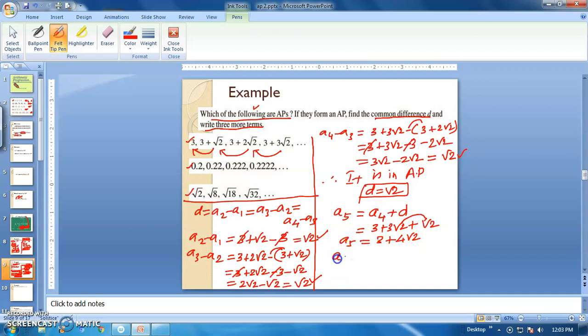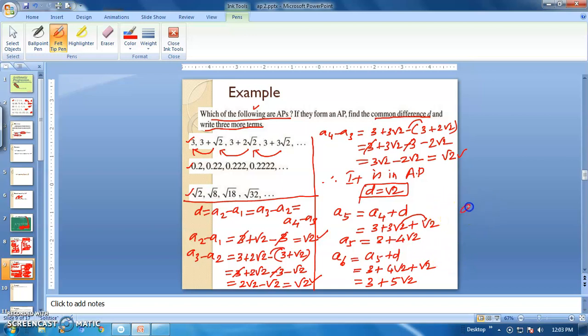So next we are going to find A6. How can we write A6? With A5 we can add D, so we add the difference to the previous value. So what is A5? A5 we found is 3 plus 4 root 2, plus the D value again, root 2. When we add together, 3 plus 4 root 2 plus 1 root 2, totally 5 root 2. Right? So next A7 also.